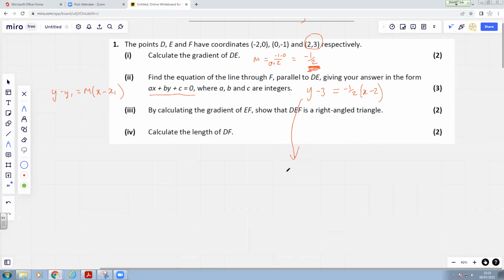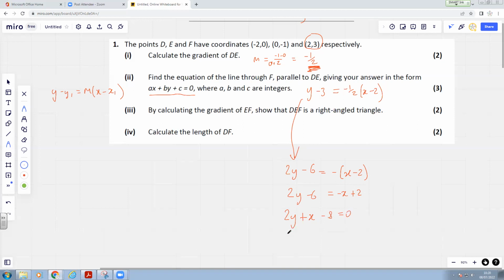You can do it that way, but if you do it that way, make sure you find c correctly. What I'm going to do now is I'm going to double everything, just because I've got a minus half there. That leaves a minus outside these brackets. I've just got to double the half. And so 2y minus 6 is minus x plus 2. And now if I put it all on one side, I get 2y plus x minus 8 is 0.